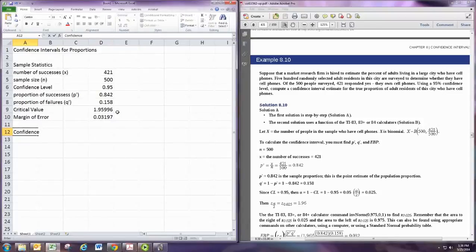All right, and the confidence interval can now be calculated. We have a lower bound and an upper bound. And the lower bound is the sample proportion minus the margin of error. And the upper bound is the sample proportion plus the margin of error. So we are 95% confident that the true proportion who owns cell phones is between 81% and 87%.